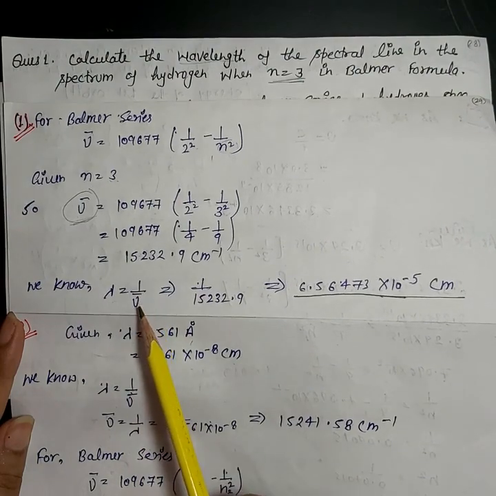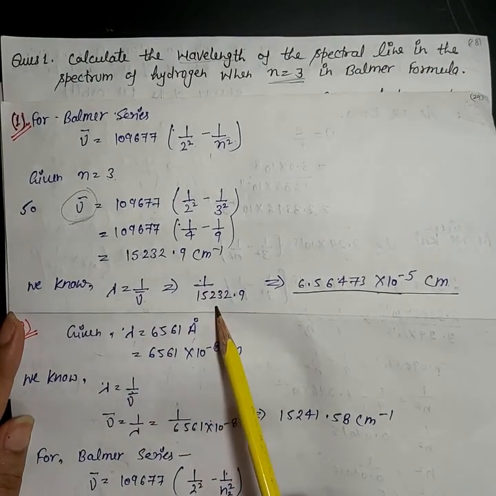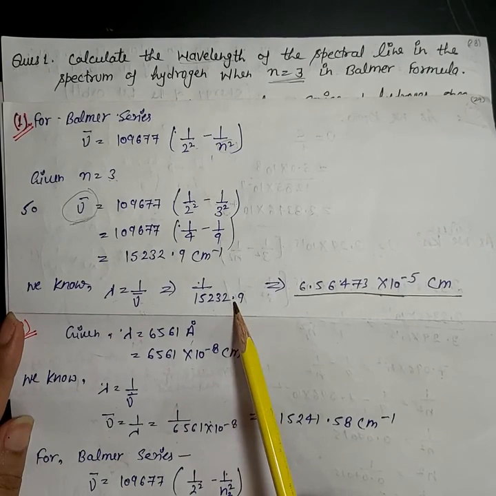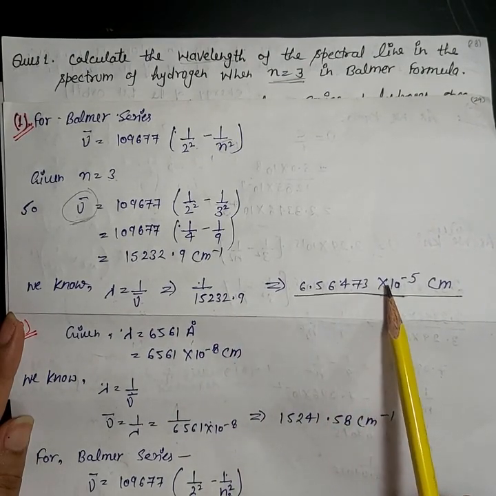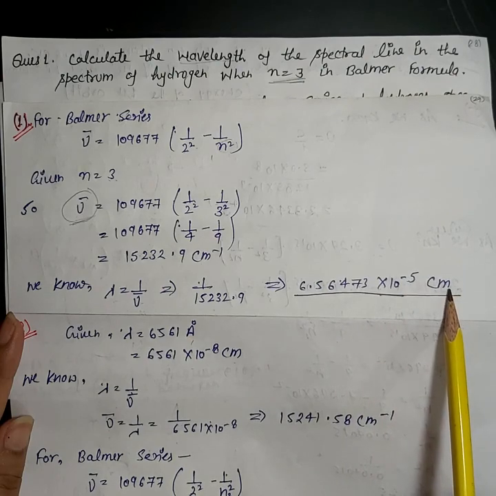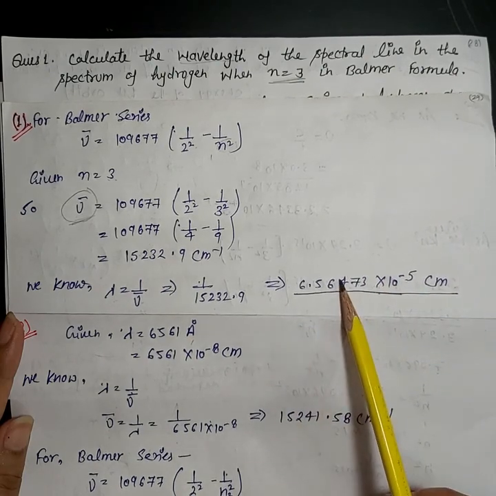When we get the value of nu bar, then we can calculate lambda. Lambda equals 1 upon nu bar. So 1 upon 15232.9 equals 6.56473 into 10 to the power minus 5 centimeter. So now we have the value of lambda.